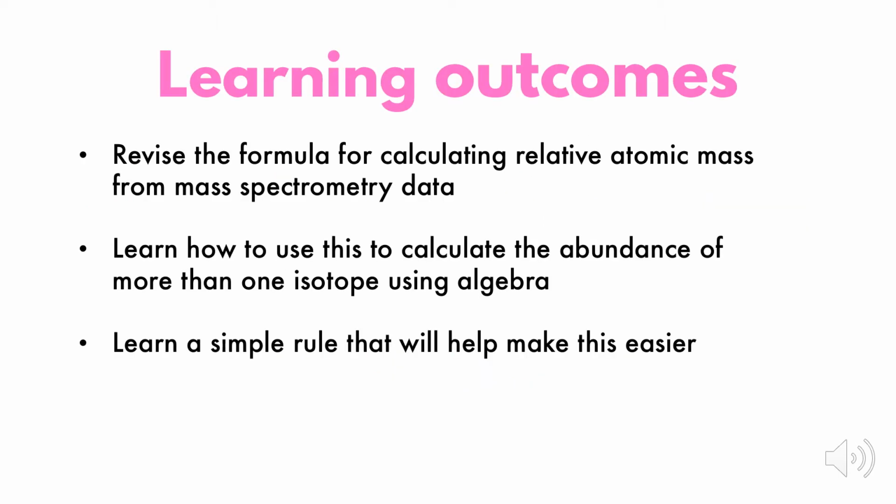Here are the learning outcomes for this lesson. We'll start by revising the formula for calculating relative atomic mass from mass spectrometry data. We'll then learn how to use this to calculate the abundance of more than one isotope using algebra, and we'll learn a simple rule that will make all this that little bit easier.